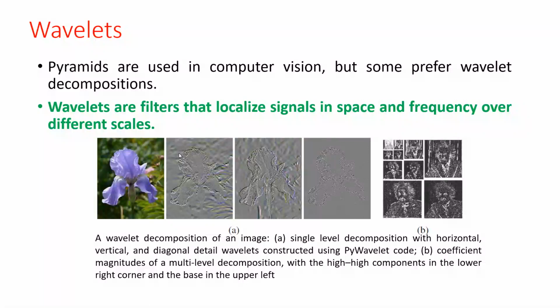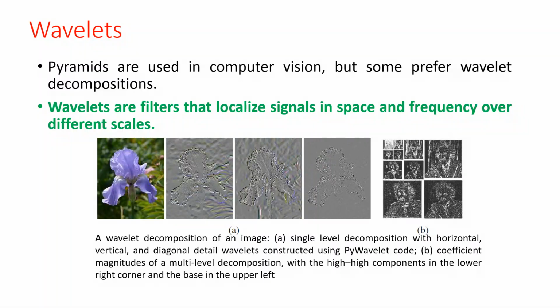Wavelets. The primitives are used in computer vision, but some prefer wavelet decompositions. Wavelets are mainly used for the decomposition process. Wavelets are also a filter that localizes the signals in the space as well as the frequency domains over different scales. Mainly it is used in multiple scales or resolutions. If you want to process the data at multiple scales or multiple resolutions, we can go with wavelets.